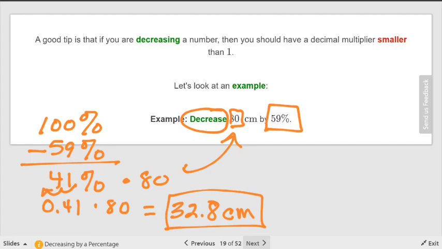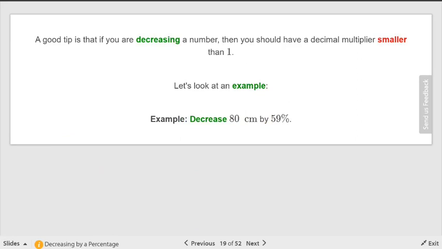But how do you convert from the 41%? You divide it by 100. Divide by 100, or just move the decimal two places to the left, whichever way you do it. You can always divide by 100 and get it if you don't want to do the decimals, because that's the problem. People forget which way to move the decimal.